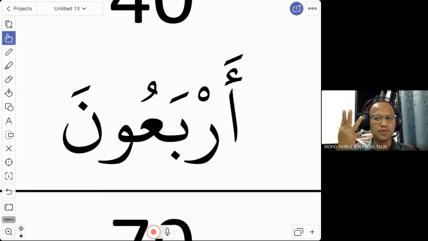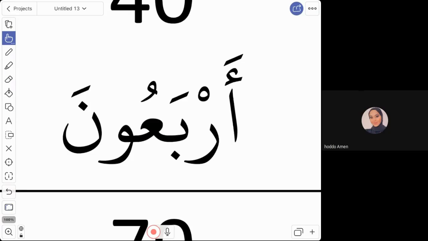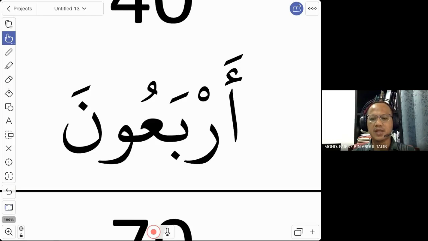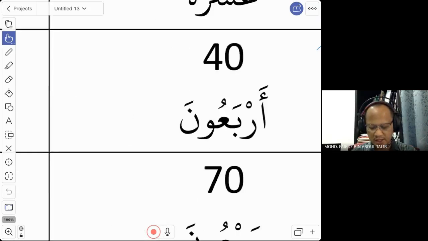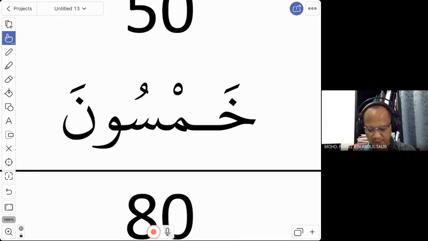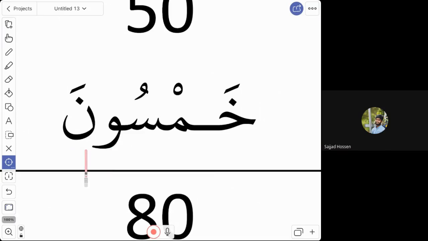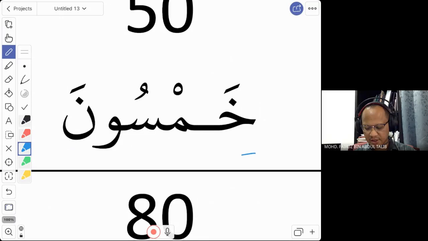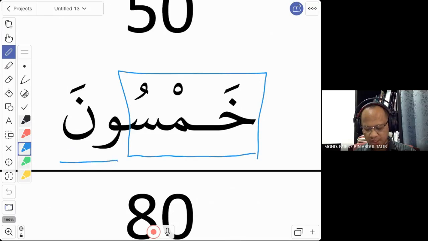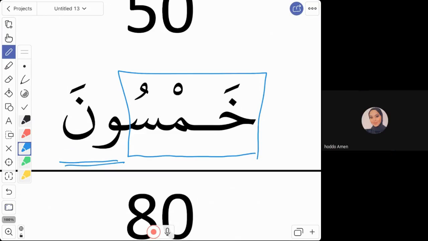Salasun, arba'un. What is 50? Take number 5 and then put una at the end. 5 is, yes, correct, Jannah. Yes, correct, Huda. Khamsuna. Iqra'u khamsuna. Do you see the number khamsa? This is khamsa, this is 5. Khamsun or khamsatun, and you add una at the end, then it becomes khamsun.